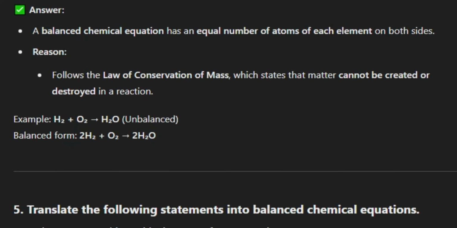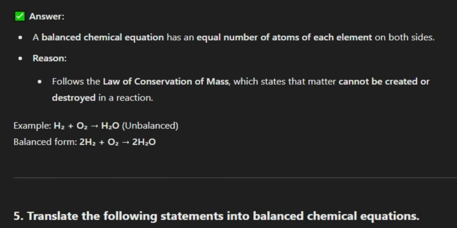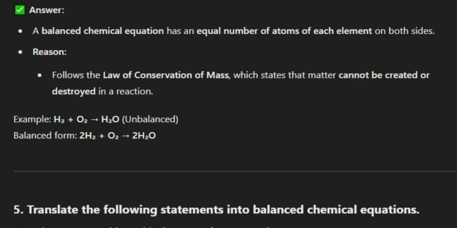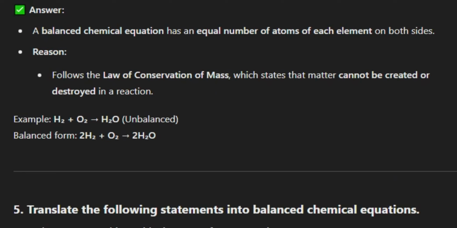4. What is a balanced chemical equation? Why should chemical equations be balanced? Answer. A balanced chemical equation has an equal number of atoms of each element on both sides. Reason. It follows the law of conservation of mass, which states that matter cannot be created or destroyed in a reaction. Example, H2 plus O2 to H2O is unbalanced. Balanced form, 2H2 plus O2 to 2H2O.